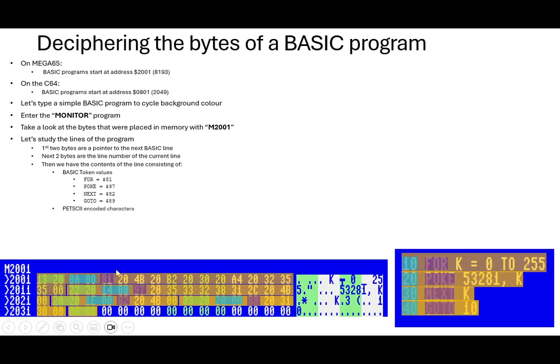And the other thing we see on a line are these pesky encoded characters, where for example a space bar character is the hex value 20, so we see FOR space K over here.